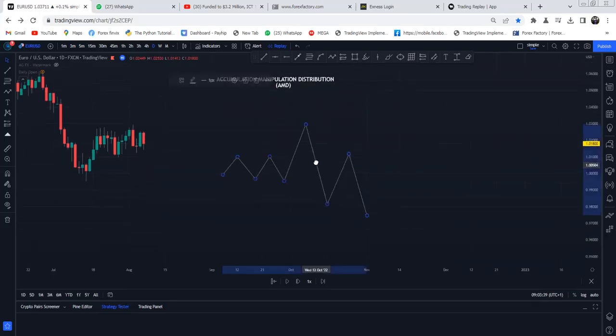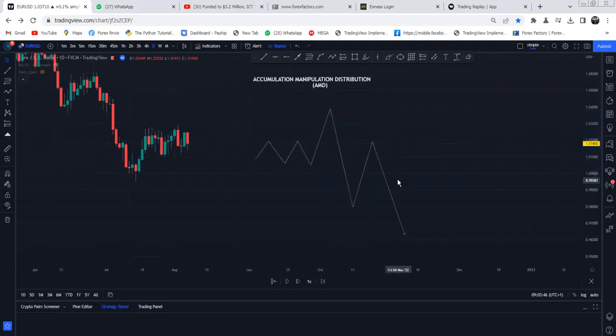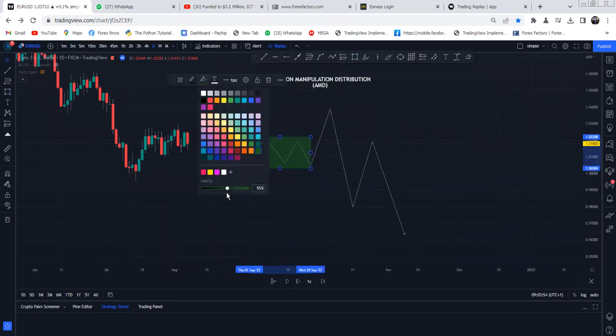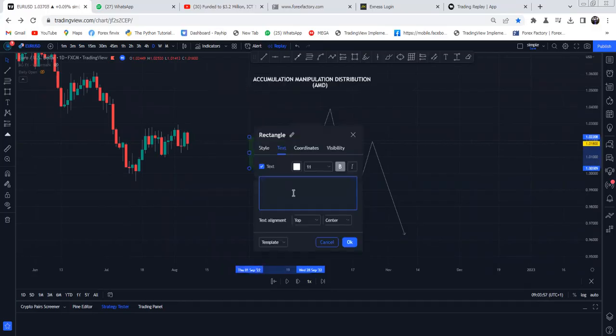This is how it looks on a line diagram. This is how the diagram looks. Here is where you have your accumulation phase. That's where the accumulation is. Let's put it at the top and at the center.